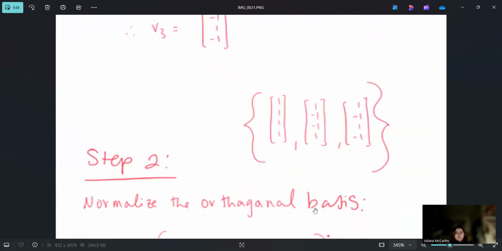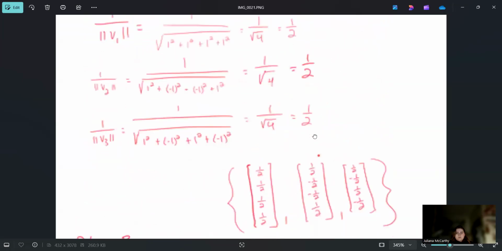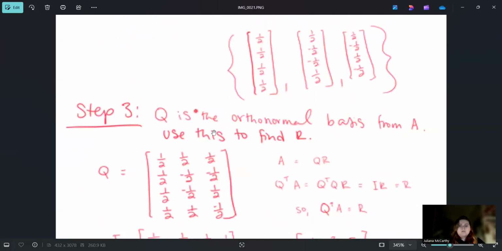So basically just multiplying each of these by 1 half. We have normalized our orthogonal basis. So we get 1 half, 1 half, 1 half, and so on. So now we have found Q. Q is the orthonormal basis of A. And now that we have Q, which is here, we take the vectors, put them into our matrix. We can use that and A to find R.